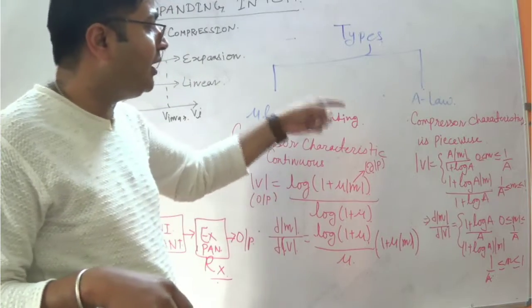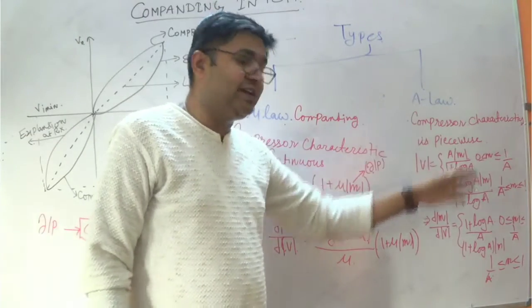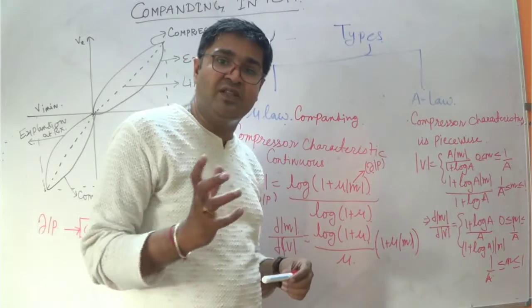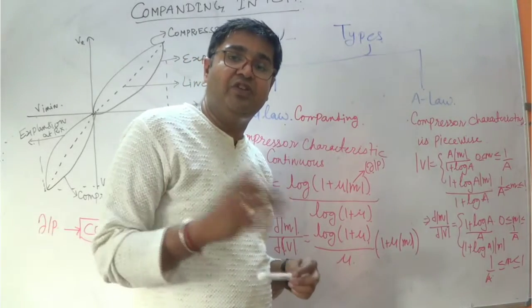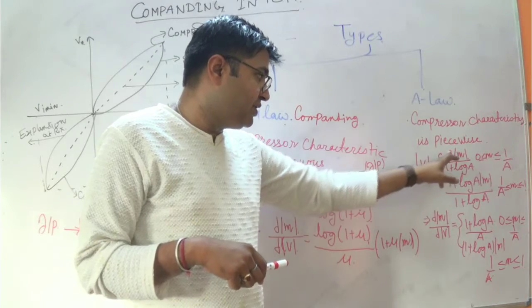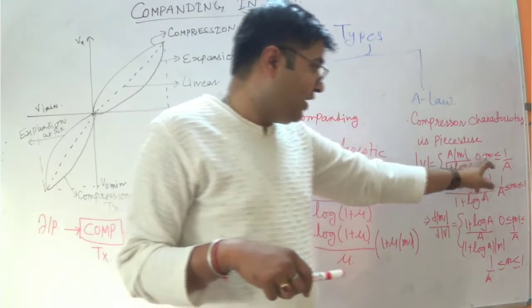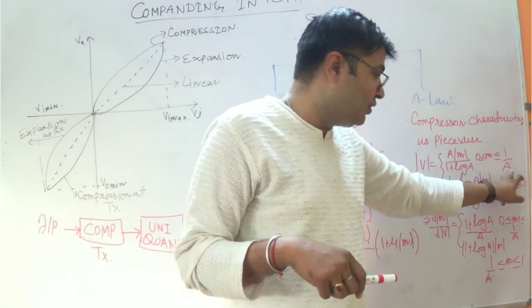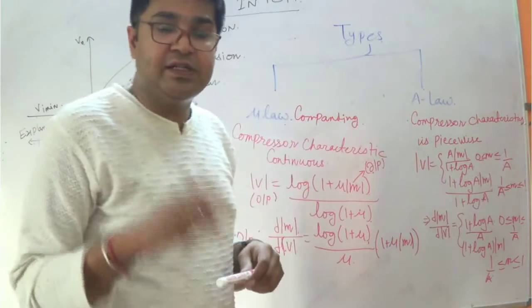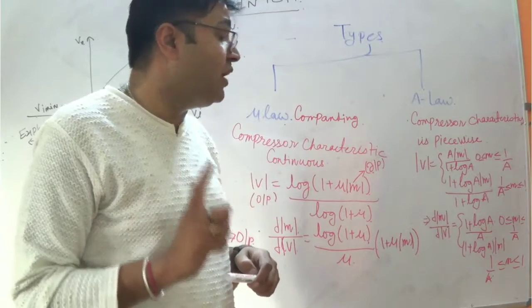Now if you are talking about A law companding, in A law companding the compressor characteristics are piecewise, so there will be variations by which you can achieve that. Now how it is done is, V output is A m upon 1 plus log A, as long as the value of m is less than or equal to 1 upon A.